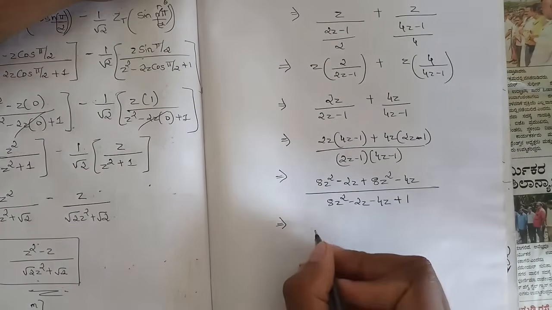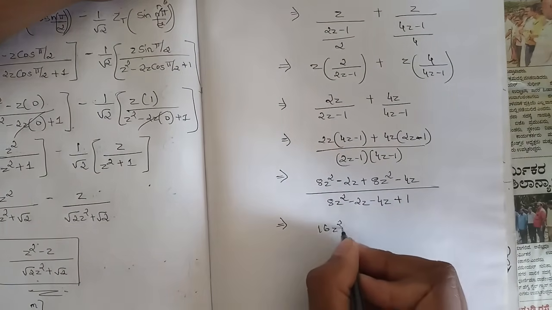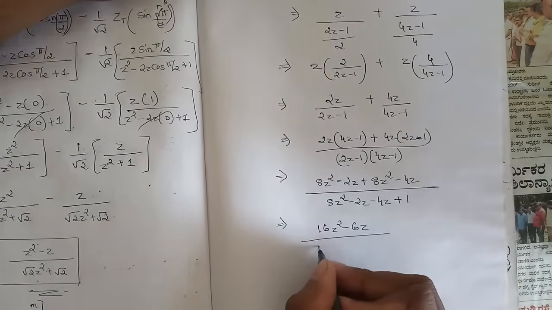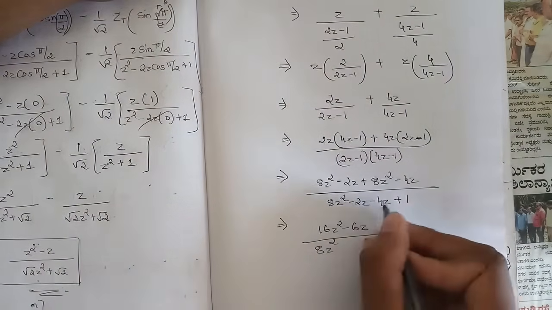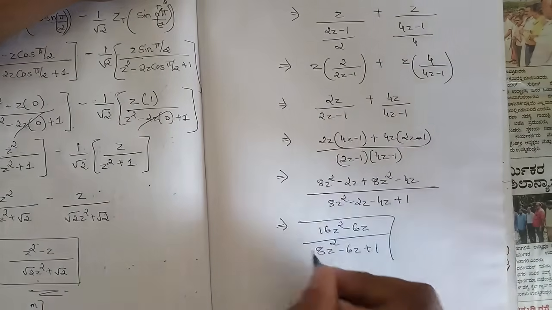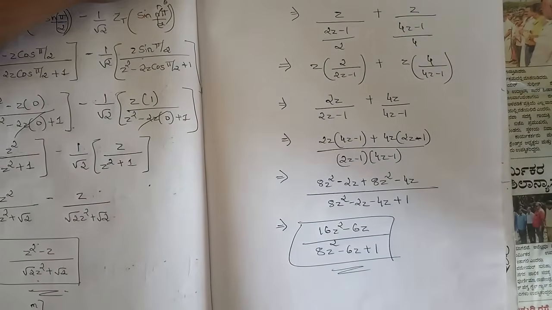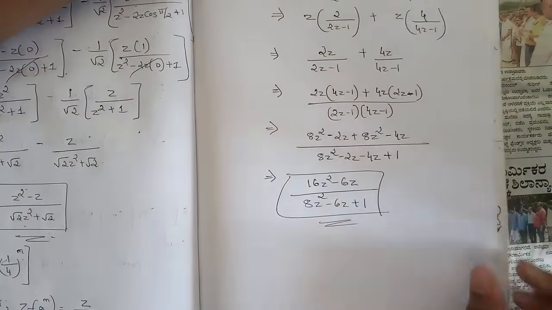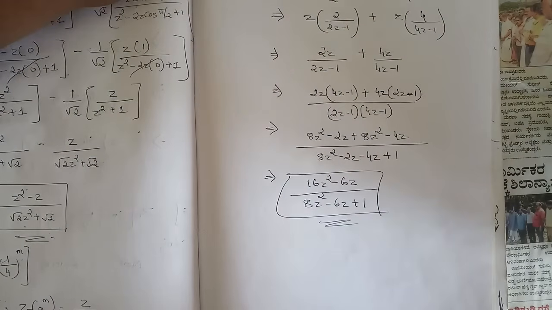So 8 plus 8 is 16, so 16z square minus 2z minus 4z is 6z divided by 8z square, 2 minus 4 is minus 6z plus 1. This is your required z transform of your question. Okay, so now we have two more problems. Let's solve it.